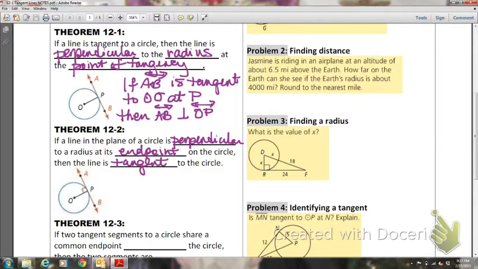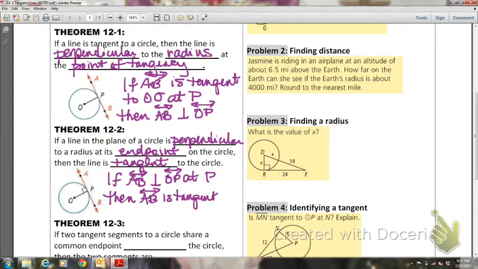So here in this diagram, it's already showing us line AB is perpendicular to segment OP, and OP is a radius of the circle. So if line AB is perpendicular to line OP at point P, which is the endpoint of the radius that's on the circle, then that means that line AB is tangent to circle O.